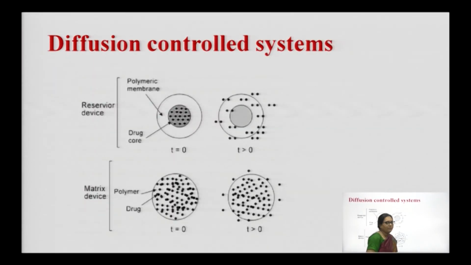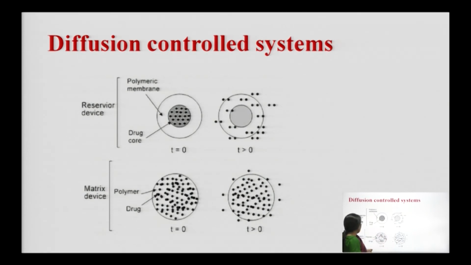You can look at the diagrammatic representations of this system. Here, the first diagram represents the reservoir type of device, where a drug core is enclosed inside a polymeric membrane, and I said that the thickness of the membrane controls the rate of release of the drug. Now, here you can see in the second diagram, at time 0, this is the state, at time greater than 0 and at any later time, the drug is first diffusing from the core into the membrane, and then from the membrane it is diffusing into the bulk of the medium.